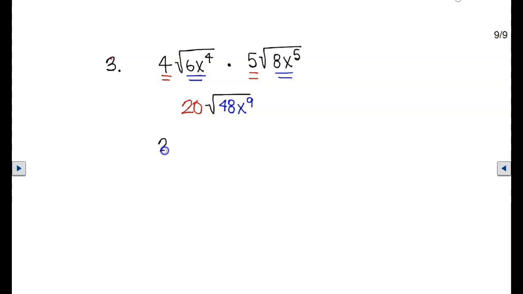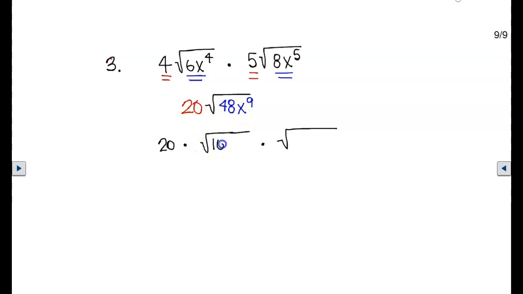All right, so the 20, I'm just going to bring down, and I'm going to take my square root and divide it into 2 new square roots, one of which has to contain perfect squares. So go to your list and find the biggest number that the 48 will evenly divide by.